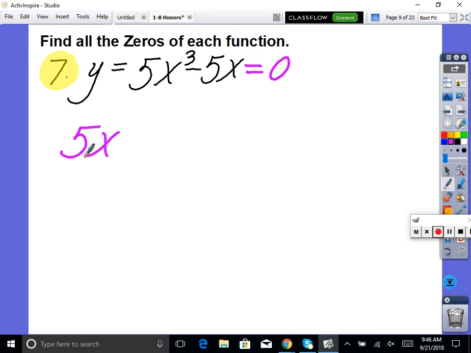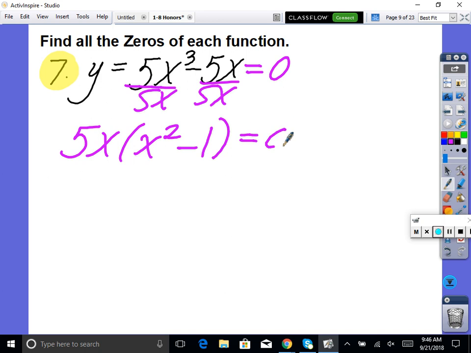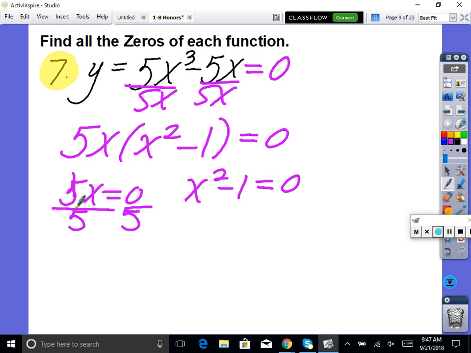Take out a 5x. We always look for greatest common factors first with polynomials. Then left in our parentheses would be x squared minus 1. Now set each of those equal to 0. 5x equals 0. X squared minus 1 equals 0. Now a lot of people get thrown off with this. They're like, what the? But guys, 0 divided by 5 is just 0. 0 is just as good as any other number. 0 is no worse than a 1 as a solution. We understand that? Okay. 0 is just on the real number line too.